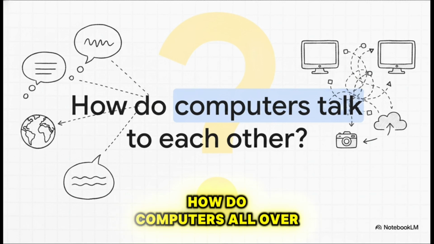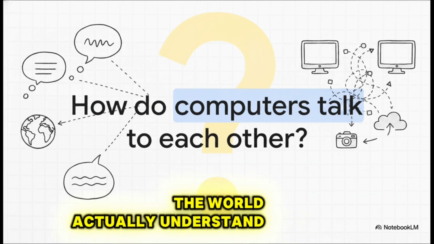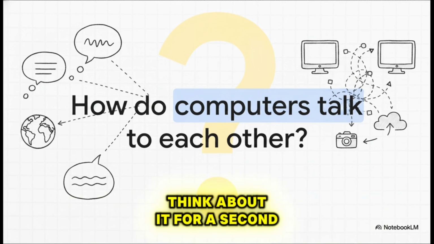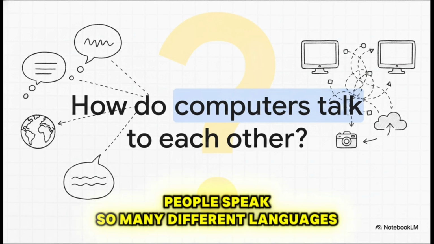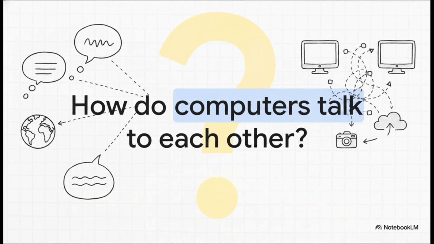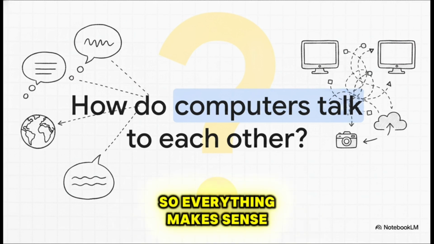Okay, let's dive into this with a really big question. How do computers all over the world actually understand each other? I mean, think about it for a second. People speak so many different languages, right? English, Spanish, Japanese. But computers don't speak human languages. So how does a computer in one country share a picture with a computer in another country without getting totally confused? They need a shared language so everything makes sense.